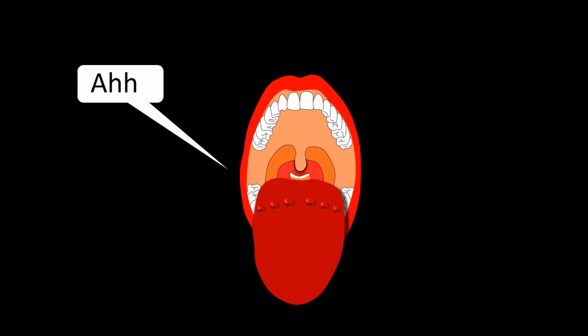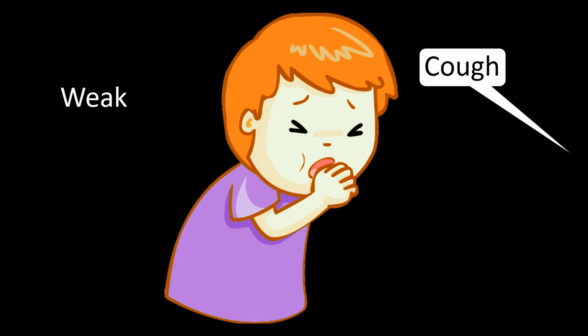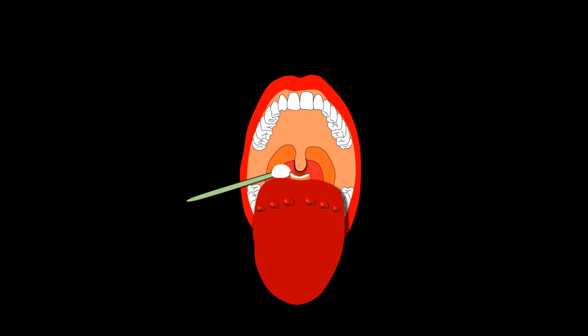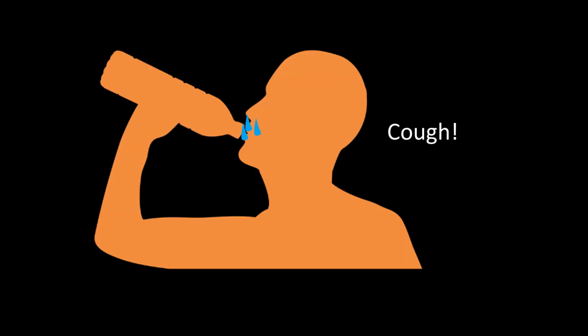If abnormal, saying ah may not be associated with elevation of the palate, or the palate may elevate asymmetrically, the uvula deviating to the normal side. Cough is weak, voice is nasal. Gag may not be present, and if present, will be asymmetrical, the uvula deviating to the normal side. And if we ask the patient to drink water, the water will come out through the nose, in addition to there being coughing.